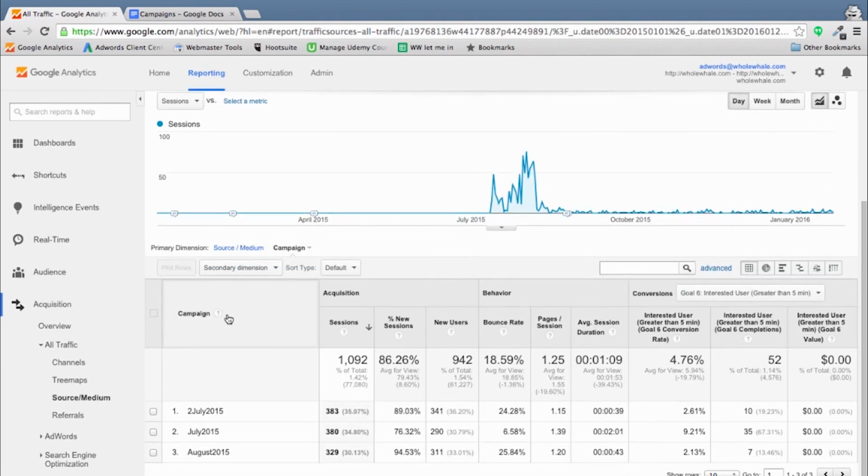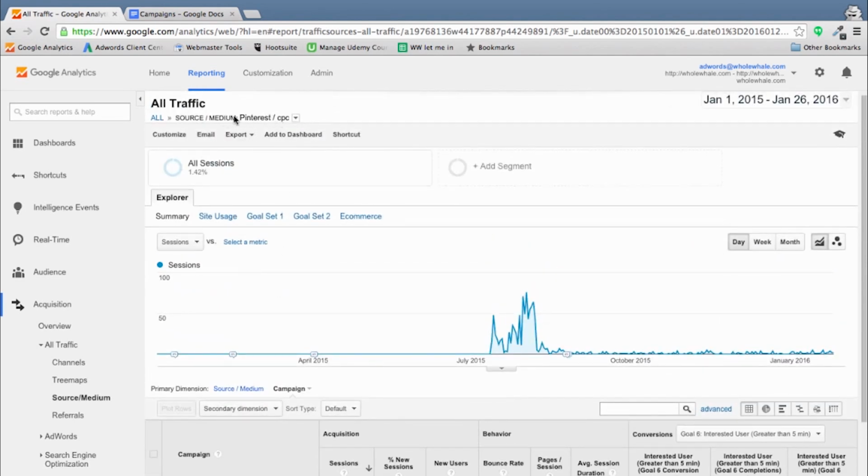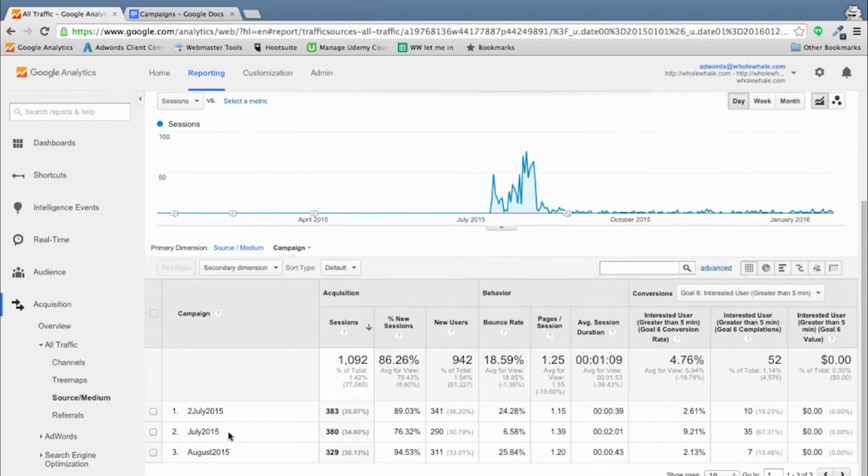So this is a really easy way to break it down by campaign, because as I can see at the top, I know that I'm only looking at Pinterest CPC traffic. So this allows me to dial in a little bit deeper by changing this primary dimension. So now you can see those three different campaigns we talked about: July, the second July campaign, and August.